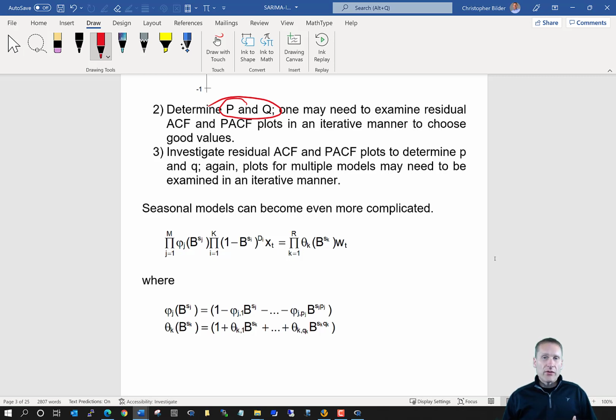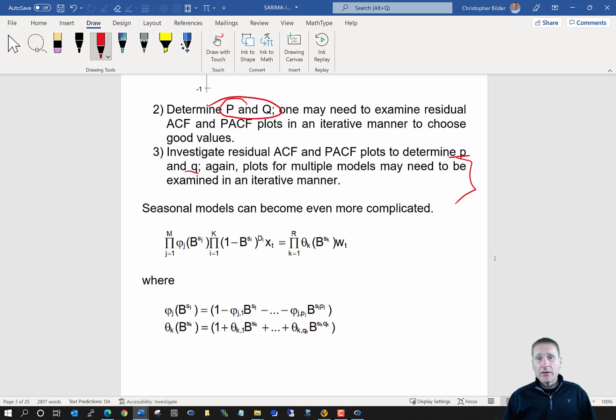Then once you feel as though you've taken care of the seasonal aspects, now you attack the non-seasonal aspects. So you look for the order for the little p and little q by looking at the residual ACF and PACF plots. Again, you approach it much in the same way that we've done in the past. Again, you might need to look at multiple models to figure out what the correct value should be. So we'll have some examples of actually going through the process shortly.